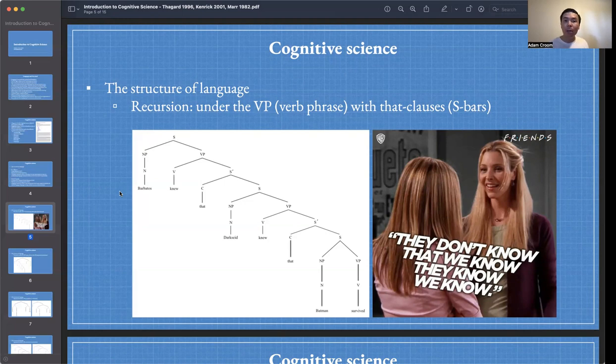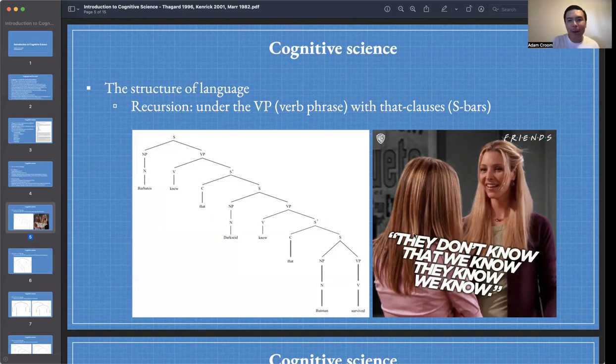And we can do this in a rule-governed way. And I show you how to do this in a rule-governed way with this example of recursion, by using the VP, okay, under the VP with that clauses. Okay, in the next slide, I'll show you that we can also apply recursion under the NP. But in this first slide, I want to show you that we can apply this rule to the structure of sentences to create longer and longer sentences, right?